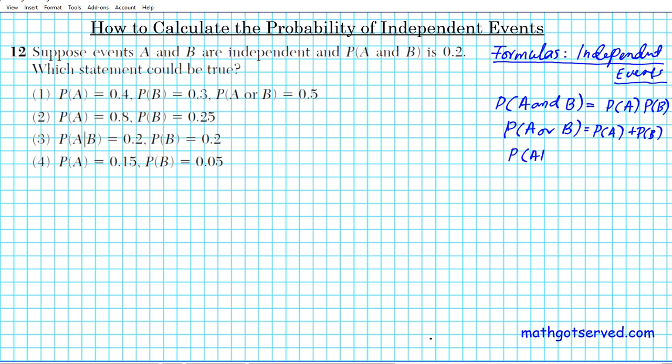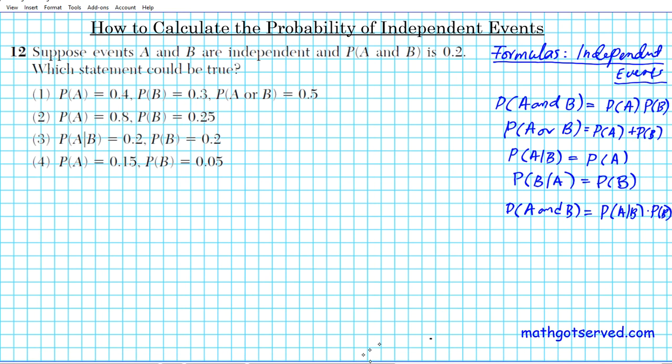Probability of A given B is just simply probability of A. And then what do you think probability of B given A is going to be? Probability of B given A is just probability of B. And then we can also take advantage of these equations that we have here to rewrite the first equation. So probability of A and B is equal to probability of A times probability of B. But probability of A is the same thing as probability of A given B. So we can just change this as probability of A given B times probability of B.